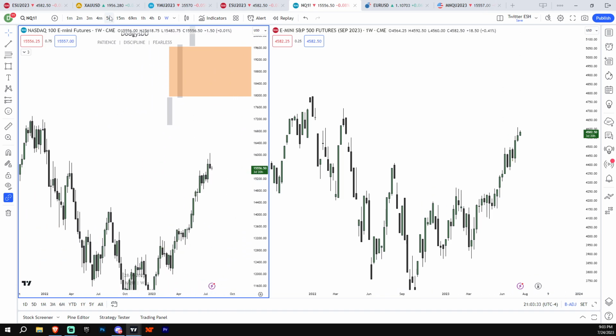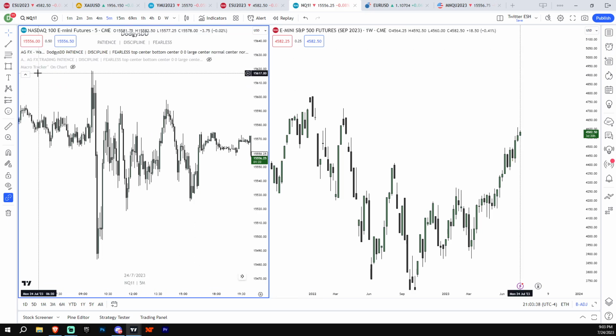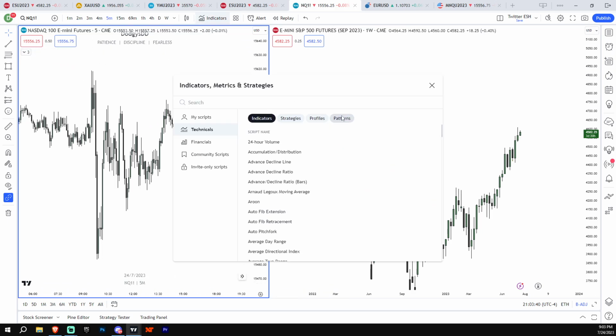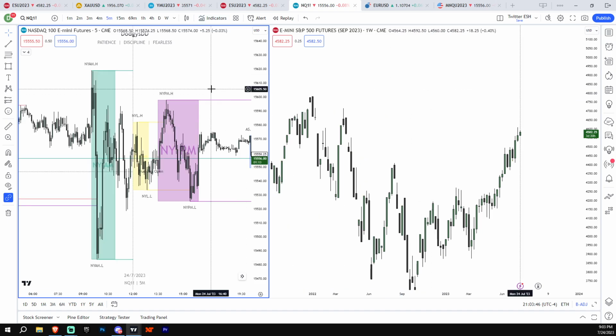So if we're thinking about that from a 5-minute time frame, I'm actually going to take the time to use this indicator real quick. If you guys haven't checked out this indicator, it's pretty good.